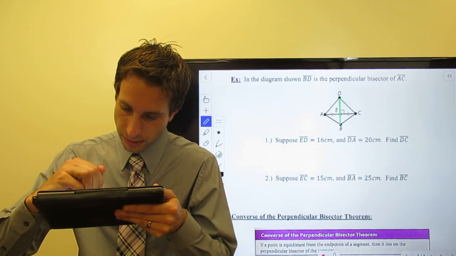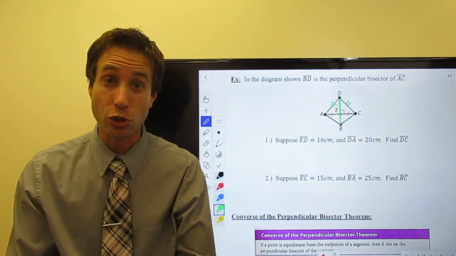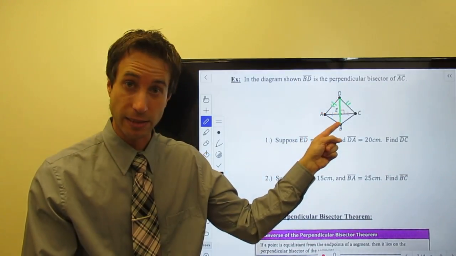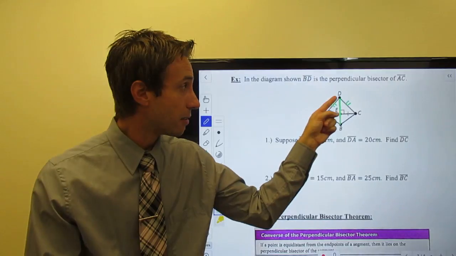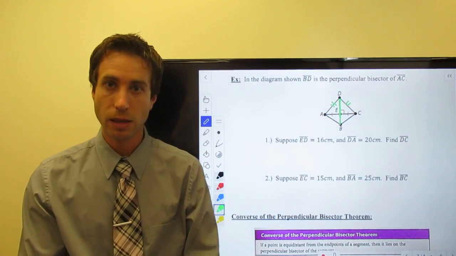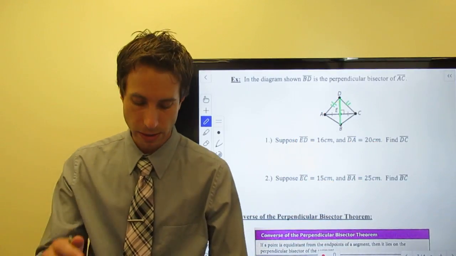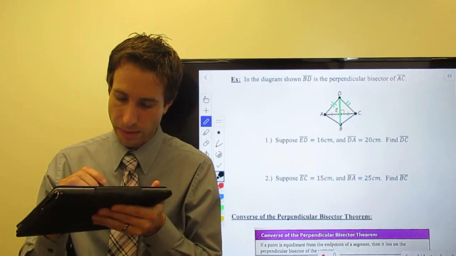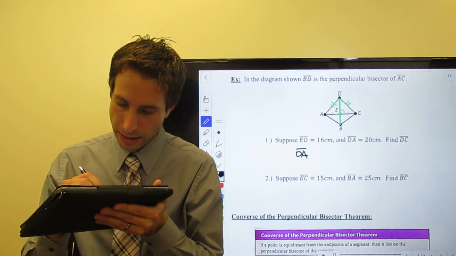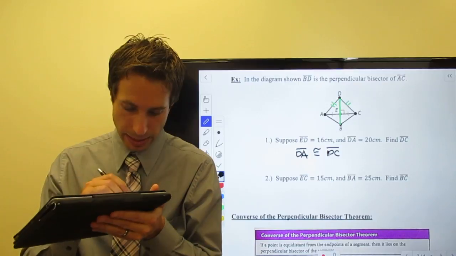That means those two segments are congruent. If BD is the perpendicular bisector, then the distance from D to the endpoints must be the same. It's equidistant. Well, I know what AD is. I gave it to you. It's 20 centimeters. So here's what I know. Thanks to the theorem, I know that segment DA is congruent to segment DC. That's a terrible D.